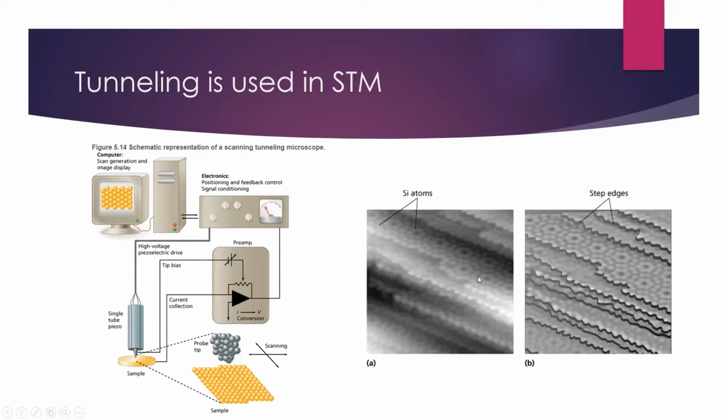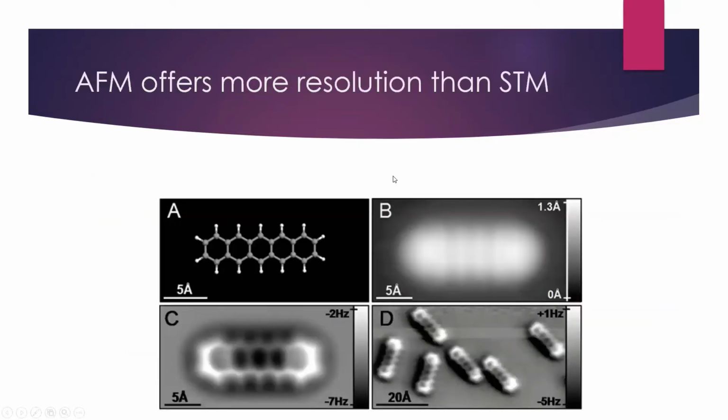So we can actually use this technique to look at atoms and molecules. A similar technique is going to be atomic force microscopy. This doesn't quite use electron tunneling, but it uses the same kind of setup. And then what it does is it taps along the molecule.